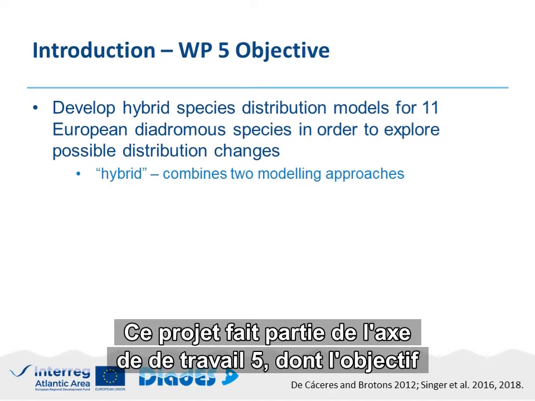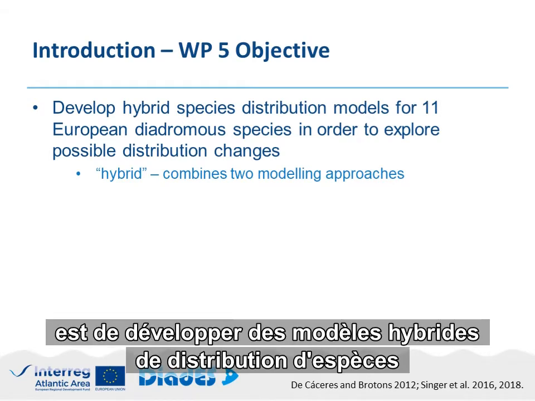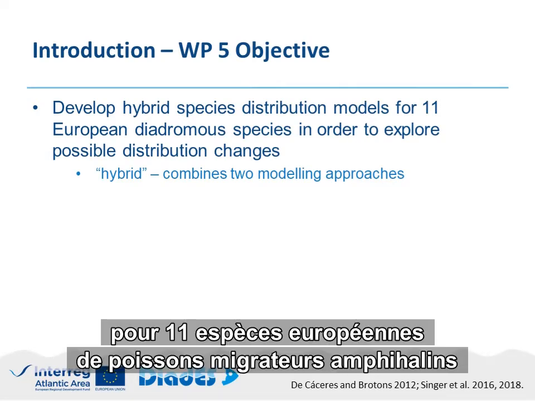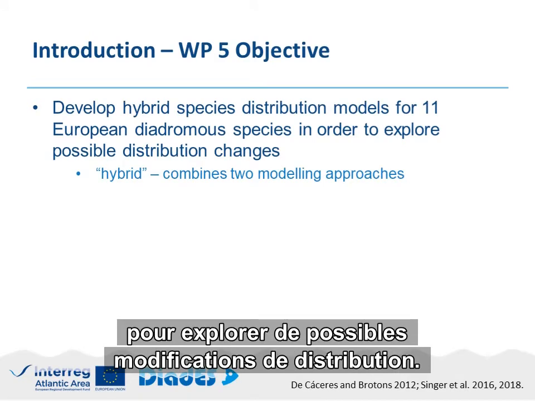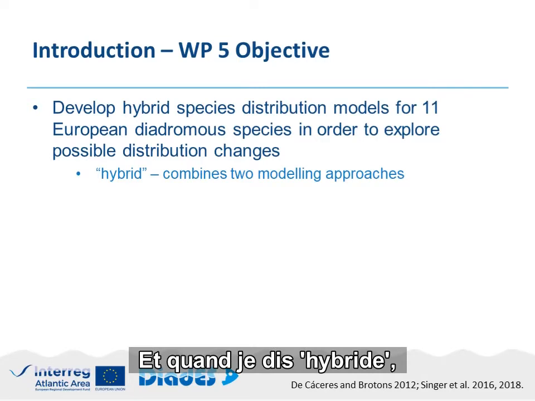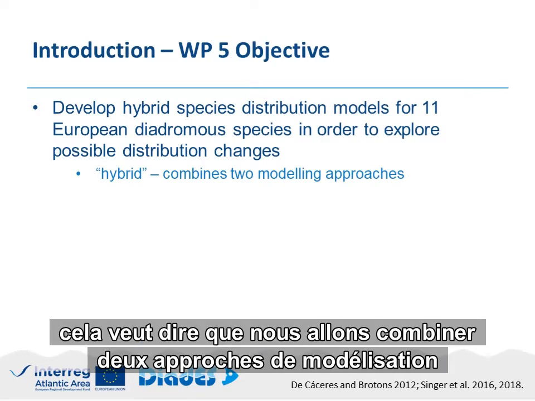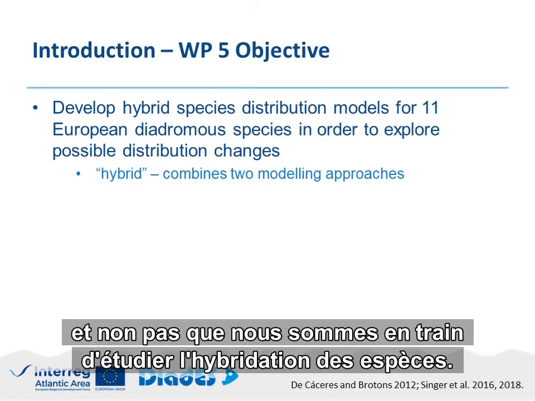This project is part of Work Package 5, and the objective is to develop hybrid species distribution models for 11 European diadromous species in order to explore possible distribution changes. And when I say hybrid, I mean that we're combining two modeling approaches, and not that we're looking at the hybridization of species.